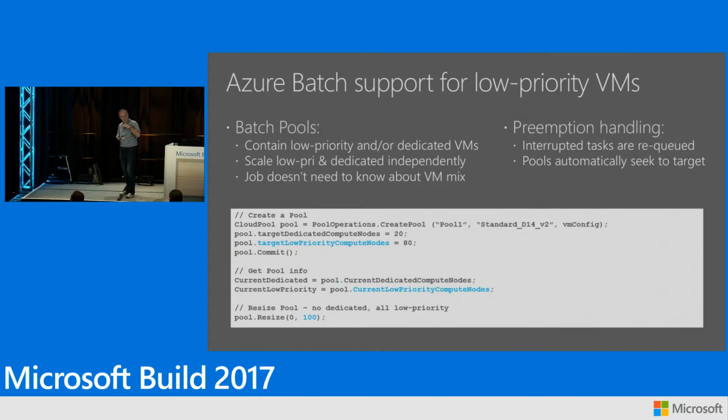And then the other major bit of value that the Batch integration provides with low priority VMs is the ability to constantly seek to a target. So if some of the capacity is taken away and is preempted, Batch will go off in the background, look at other clusters in the region and so on, and try and get replacement capacity for you to seek you back up to that target that you wanted. And you don't have to do anything. This just happens for you behind the scenes.